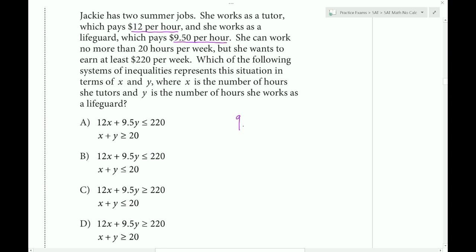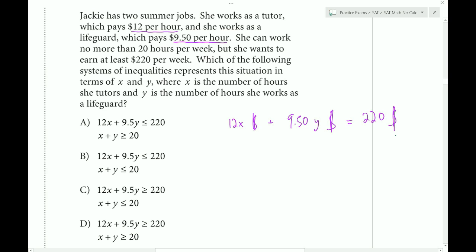Okay, so she makes $12 an hour for tutoring, and she works for x hours. So if I multiply those numbers together, I'll get the number that has units of dollars. So 12x has units of dollars, right? Similarly, 9.50y would have units of dollars. And so we want that to equal $220 per week.